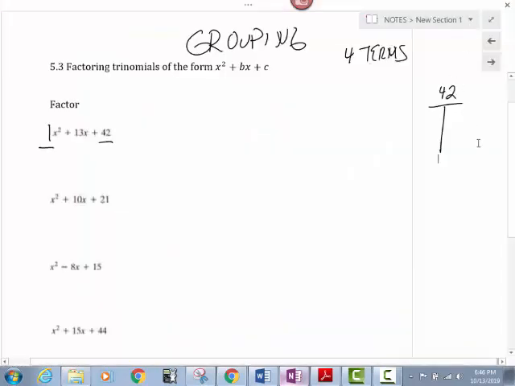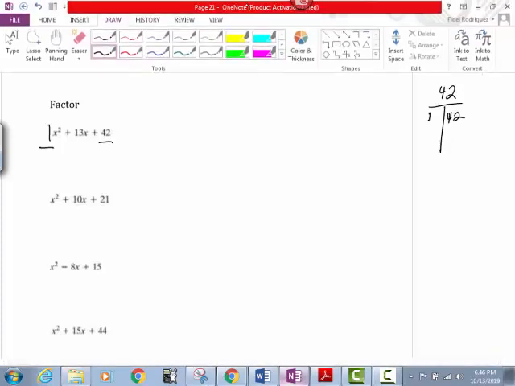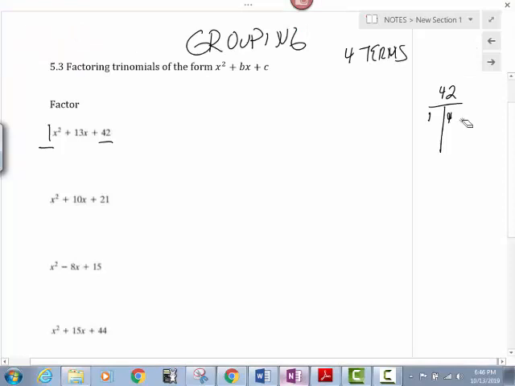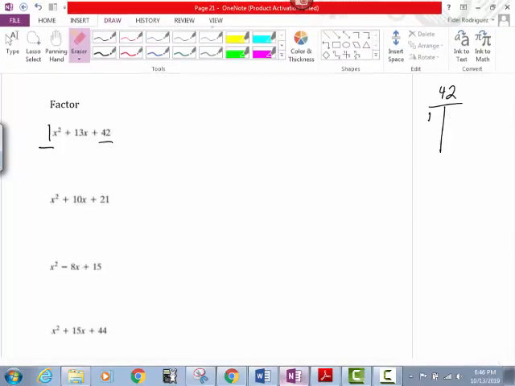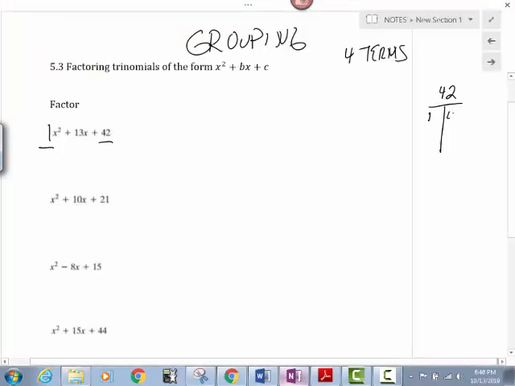So let's do this. I know I can always get 42 by going 1 and 42, right? Let me fix that up, it's a little messy there. So let's do this. There we go. 1 and 42. I know I can divide it by 2, so 2 and 21. I think we said 3 and 14. And the next ones were 6 and 7.